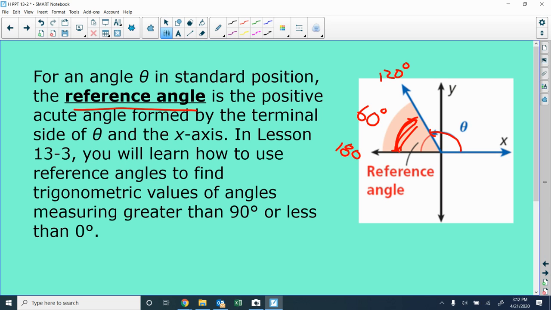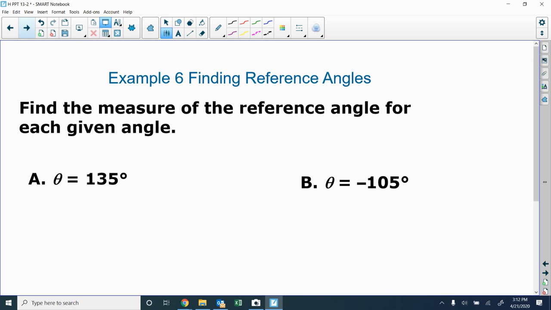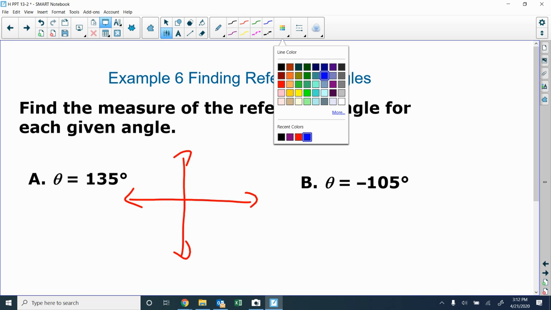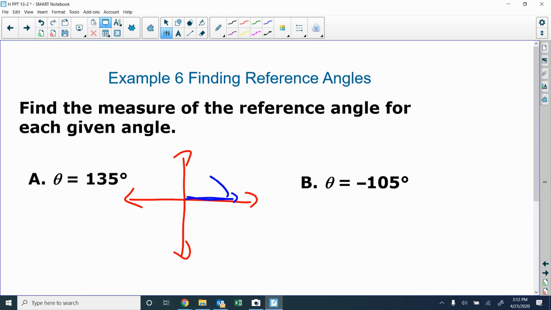Let's practice a couple reference angles now. Okay, so we want to draw out our angle starting at initial, coming around to 135, approximately right in here. My quickest way back to the x-axis is right here, this way. This is 180. So my reference angle is, of course, a 45.